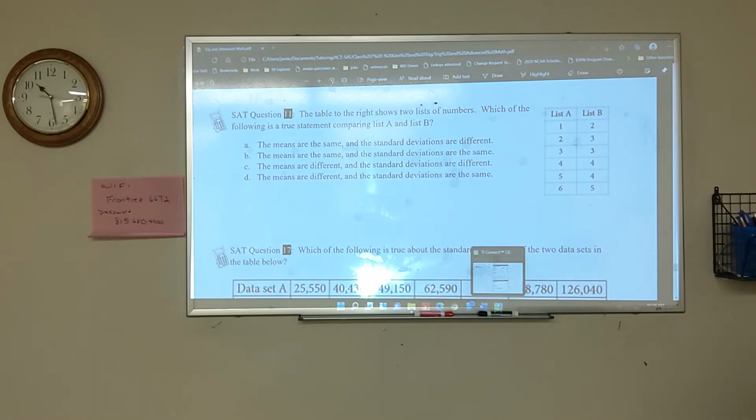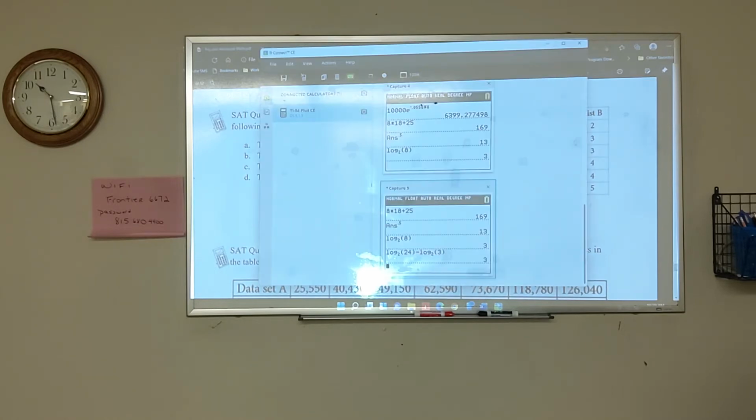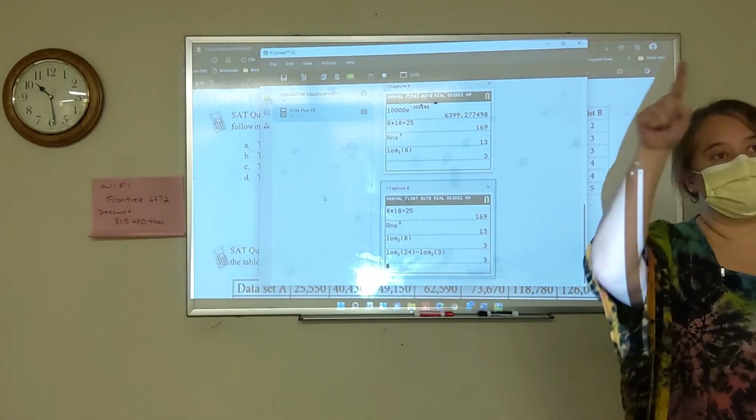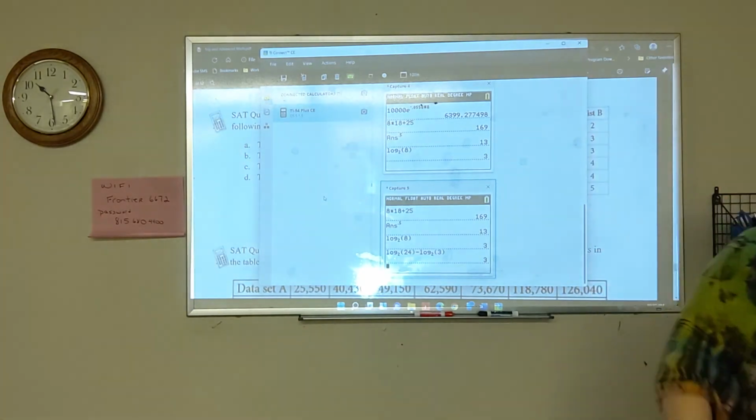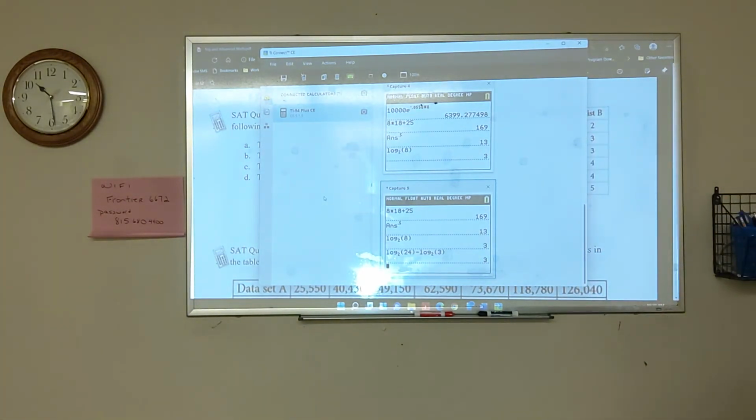So the table to the right shows two lists of numbers. Which of the following is a true statement comparing list A and list B? So we want to calculate the means and the standard deviation. All right, so back to calculator land. First thing we're going to do is go into our stat menu. Your stat menu is right next to your arrow keys. So look for your arrow keys and go one to the left. You'll see the word stat. Click on stat.